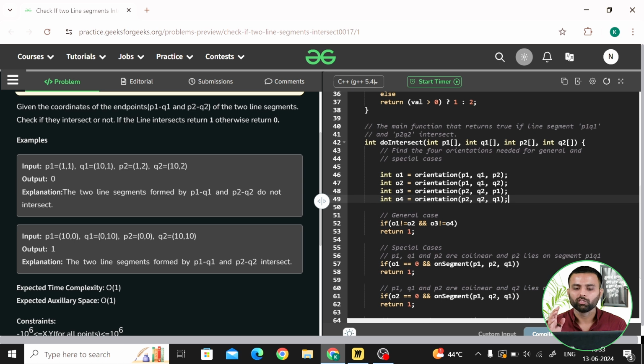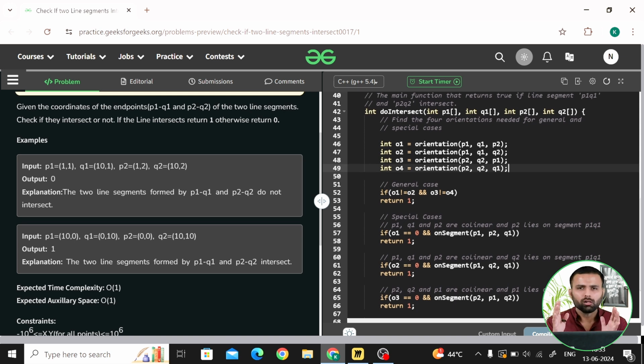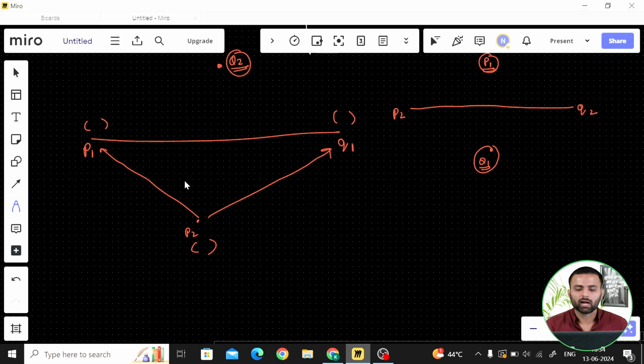So you have O1, O2, O3, O4, all the values. Now, if the values are different, it means these two values are not matched. If they are not matched, it means they are either clockwise and anti-clockwise, or anti-clockwise and clockwise. Means it's not equal.